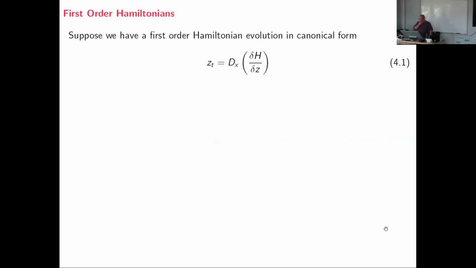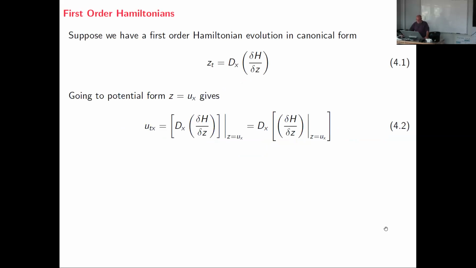So one thing I was looking at was trying to generate some examples of variational operators or symplectic operators and how this stuff is related to Hamiltonian systems. If you have a first order Hamiltonian evolution equation written in this canonical form, when you go to the potential form of this, you just put z equal u_x, plug that in there, bring out that differential, and then integrate off the dx. There's the potential form for that Hamiltonian evolution equation.